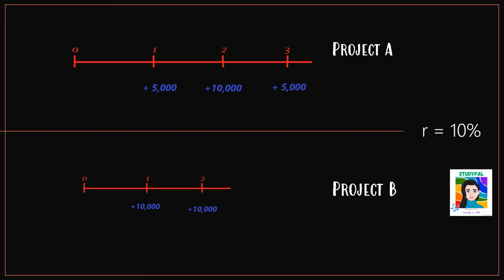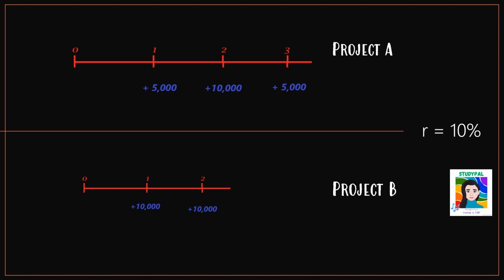Okay, so here we have two different projects, Project A and Project B. We will have to evaluate these two projects and see which one's best. If you take Project A, there is a cash inflow of 5,000 at the end of year 1, another cash inflow at the end of year 2 of 10,000, and the last cash inflow is at the end of year 3, which is 5,000 again. For Project B, there are two cash inflows of 10,000 occurring at the end of year 1 and year 2. The discount rate we will have to use in this question is 10%.